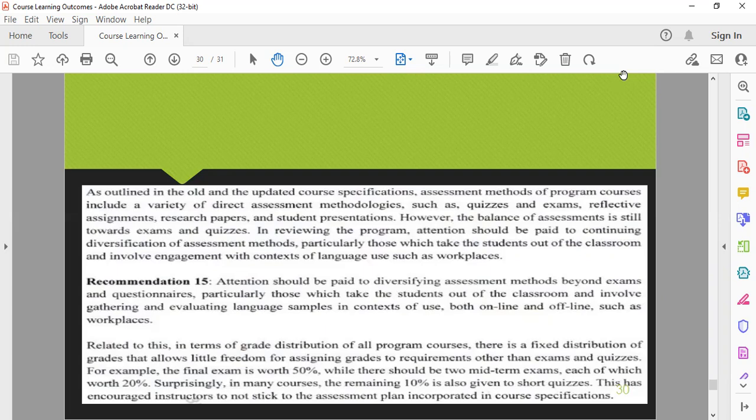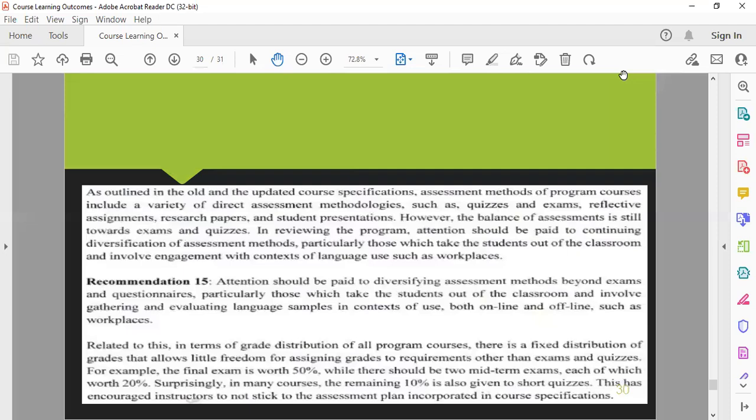Related to this, in terms of grade distribution of all program courses, there is a fixed distribution of grades. Again, this is a problem. There is a fixed distribution of grades that allows little freedom for assigning grades to requirements other than exams and quizzes. For example, the final exam, this is what we are practicing, is worth 50%. There should be 2 midterm exams, each worth 20%. Surprisingly, in many courses, the remaining 10% is also given to short quizzes. This has encouraged instructors to not stick to the assessment plan incorporated in the course specification.